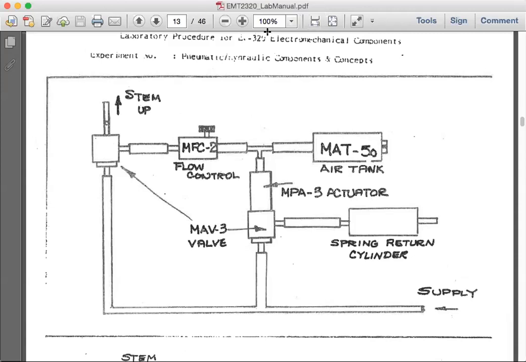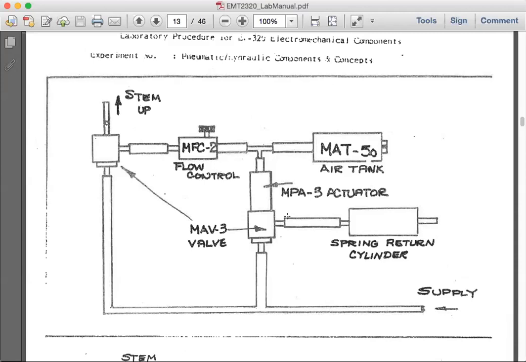So with the flow control pointing to the right, you would have a delay at the extension of the piston, and you would have a fast return. With the flow control as we have, meaning the arrow points to the left, you have fast extension and you have a delay on the return of the piston. Okay?